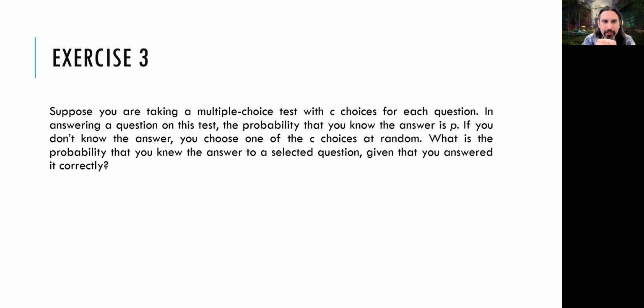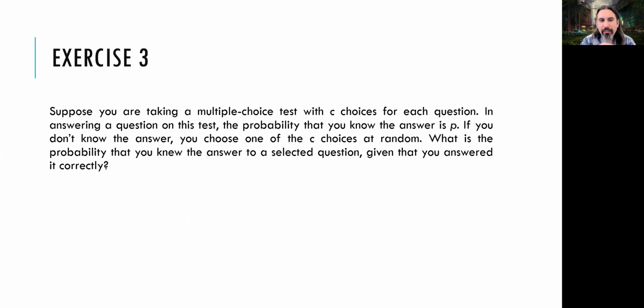Now, third question. Suppose you are taking a multiple choice test with C choices for each question. In answering a question on this test, the probability that you know the answer is P. So you may not know the answer. If you don't know the answer, you choose one of the C choices at random. You just pick one of the choices. There's nothing you can do about it. You don't know the answer, so you have to pick one of them.